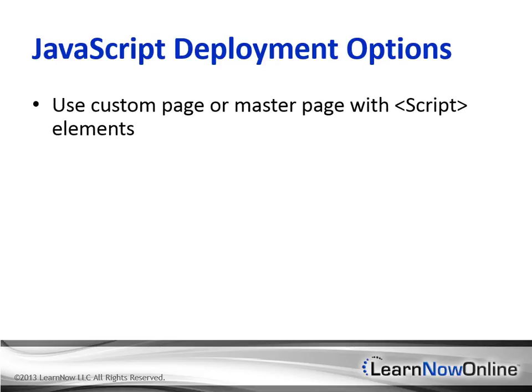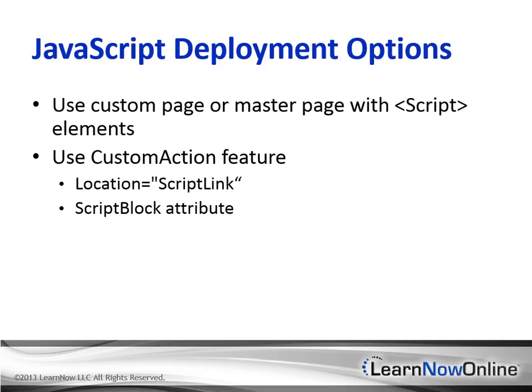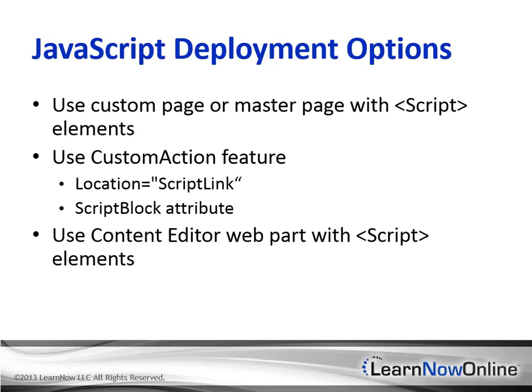So for JavaScript, I'm talking so much about doing things on the client. One way to hook in your JavaScript would be to use a custom page or a master page with script elements. You can use a custom action feature, but I don't really like that, because then that forces every single page in the whole site to execute that JavaScript, so I don't really like that. I really like this option, is using a content editor web part just with basic script elements in it.